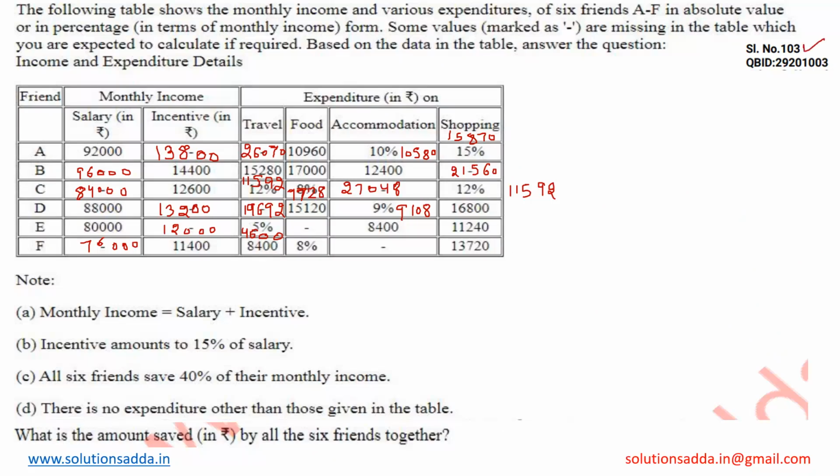Hello everyone, this is question number 3. This question is again on the basis of this table. So in this question we need to find out the amount saved by all the 6 friends together. Here we have 6 friends A, B, C, D, E and F, and we know that monthly income is equal to salary plus incentive, and a condition is given that 40% of the monthly income of every friend is saved. So 40% of monthly income is saved by every friend, A, B and up to F.